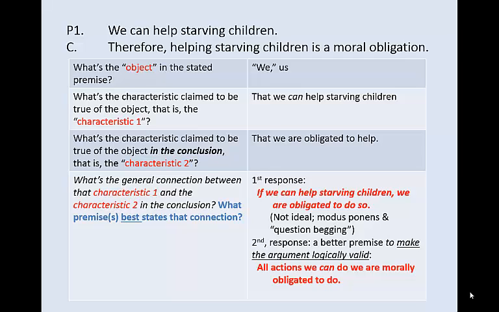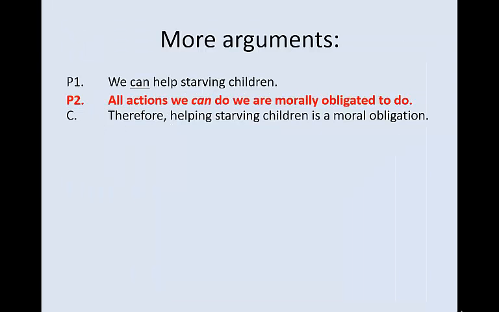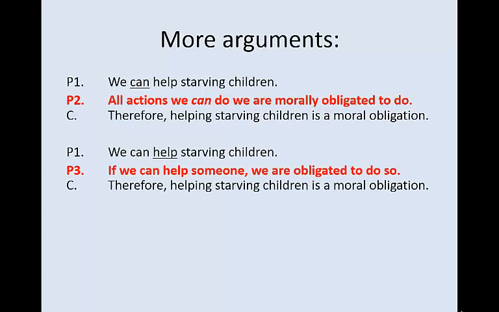Here are some other premises that I think are better. Somebody could add this premise: all actions we can do, we are morally obligated to do. And we can help starving children. So therefore, helping starving children is a moral obligation. This premise would make the argument logically valid, but it would seem to have the problem that premise 2 doesn't seem to be true. There are all sorts of actions that we can do that we're not morally obligated to do, and in fact there are all sorts of actions that we can do that would be wrong for us to do.